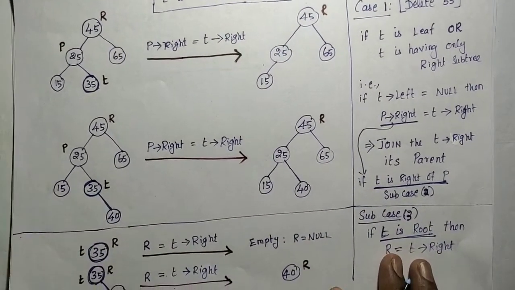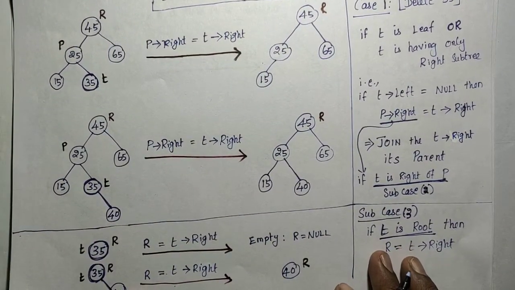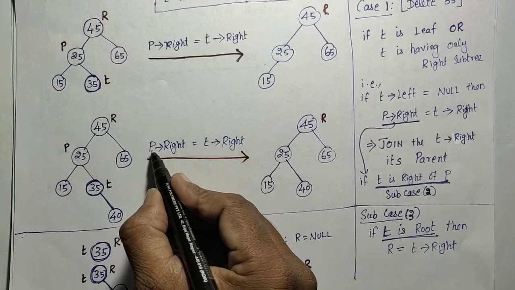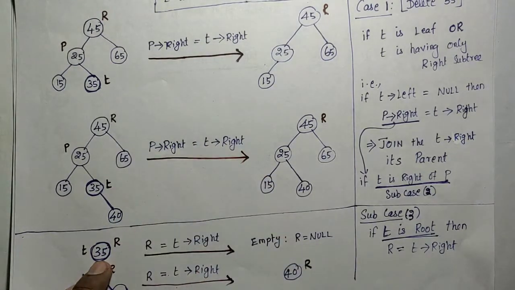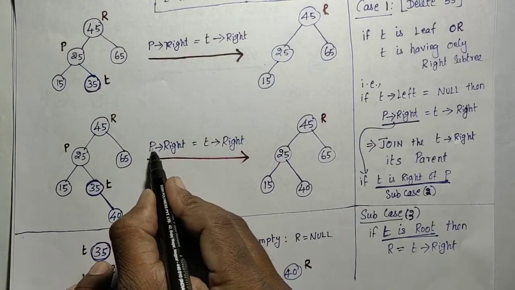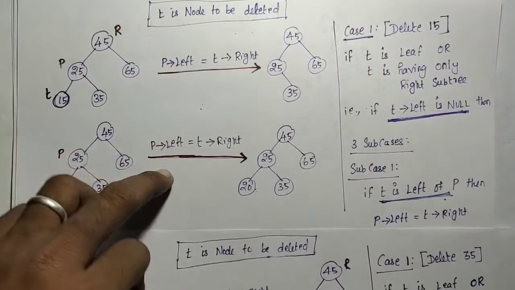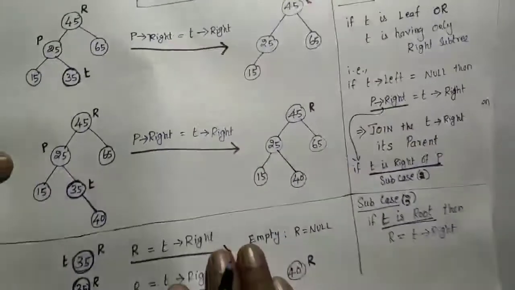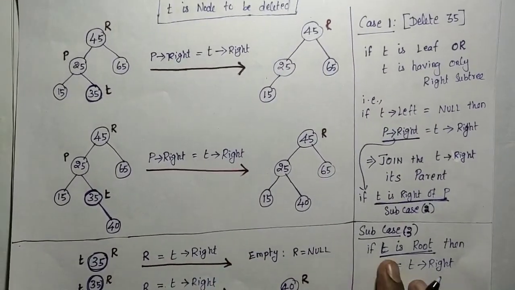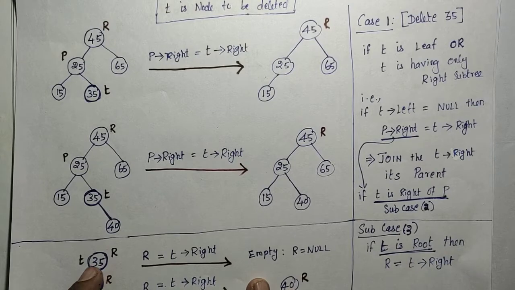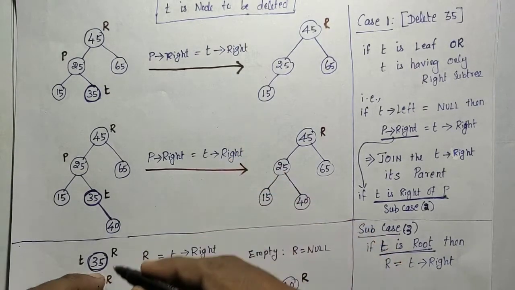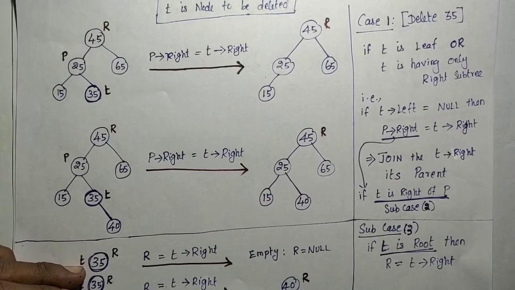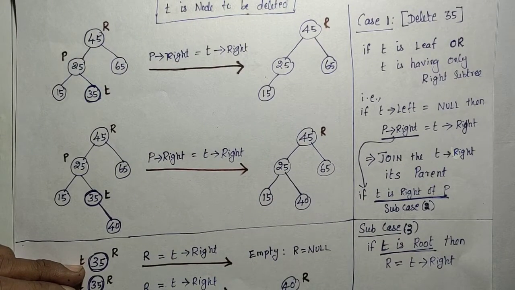The third subcase is when the T is a root. It means that when the T is pointing to the root, by that time P will be null. So P itself is a null node, and P of right or P of left is not possible to access. That is the third case, if T itself is a root node. In that case, instead of linking the right node, the same T of right has to be linked to its parent. That is the solution.